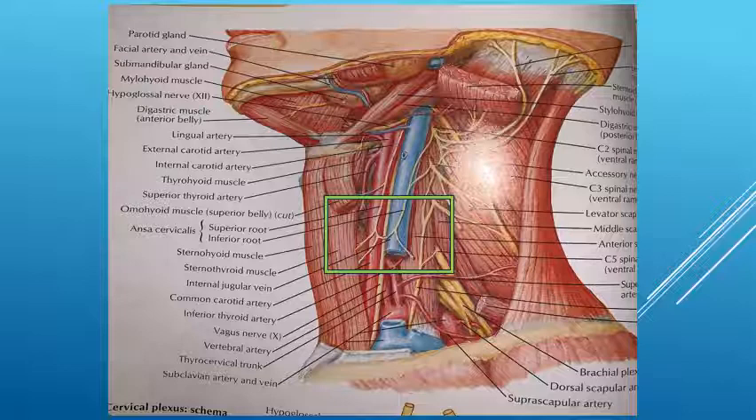So in this diagram, you can see the relations. The loop is lying over the common carotid artery, while the inferior root winds around the internal jugular vein, which is shown in blue, and then it is joined by the superior root, forming the ansa cervicalis. This loop is lying on the common carotid artery. These are the important relations.